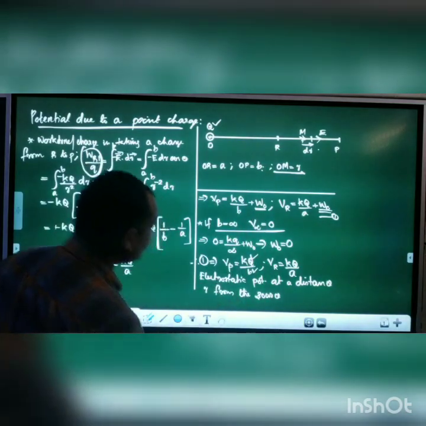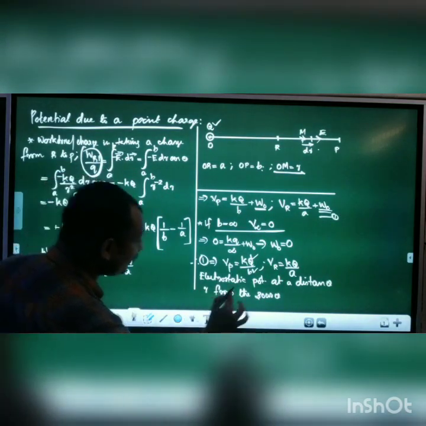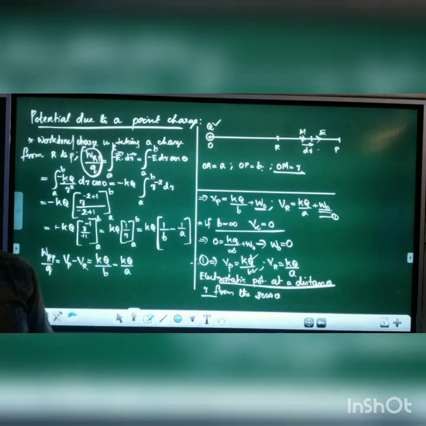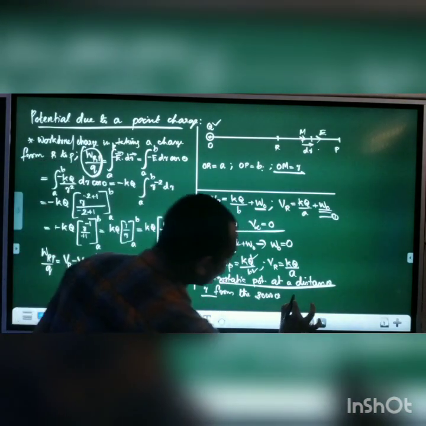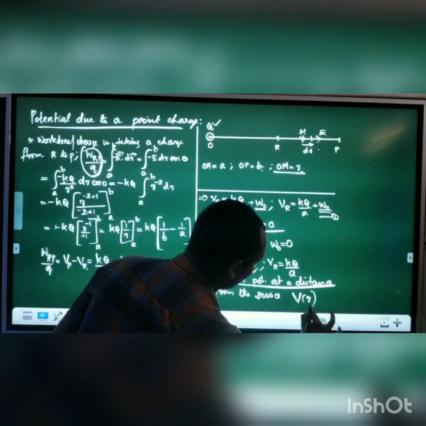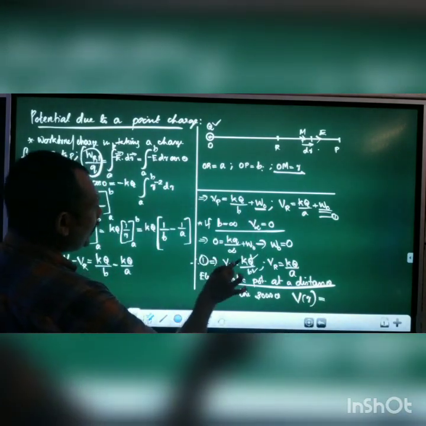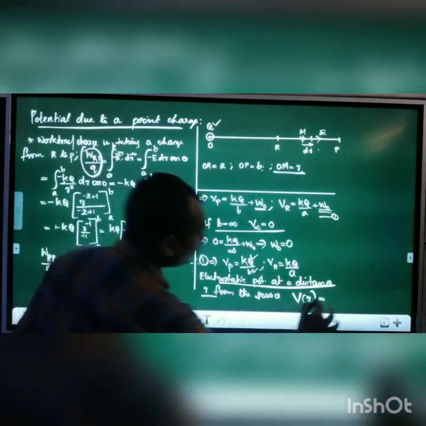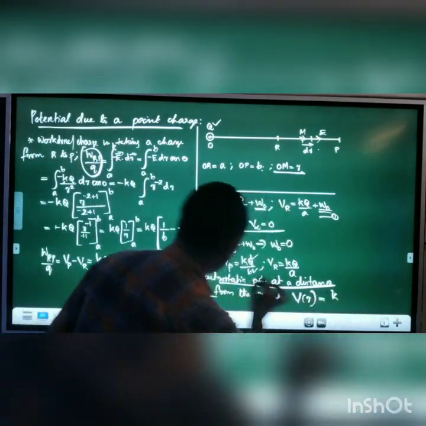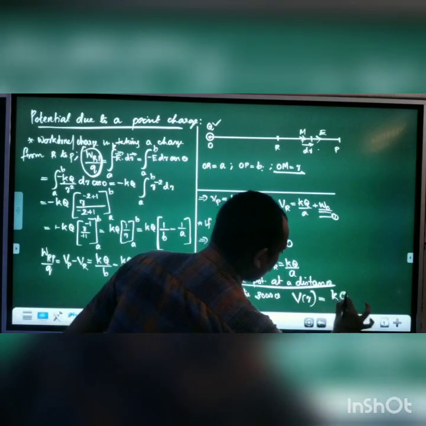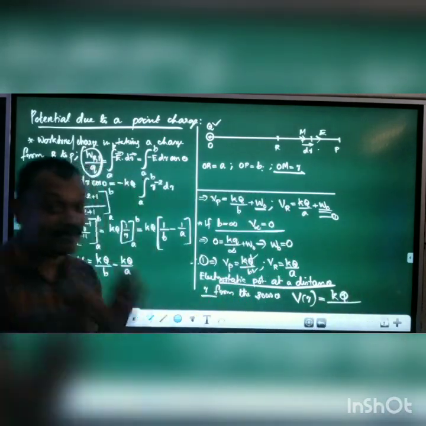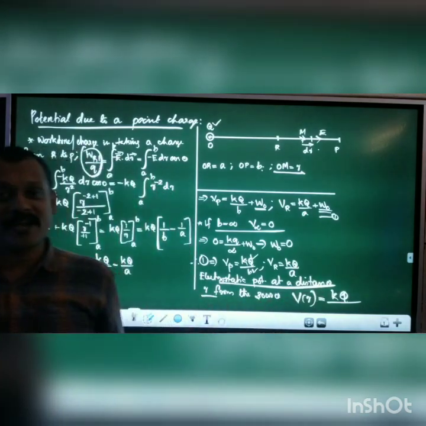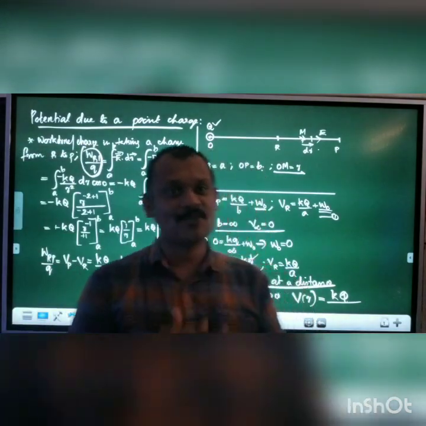So now I am asking you the question, what is the expression for the electrostatic potential at a distance r from the source? Now you can easily answer. Vp and Vr are equal to kq divided by the distance of the point from the source. Here the numerator does not change. In both cases the numerator is kq. kq divided by the denominator, which is the distance r from the source.